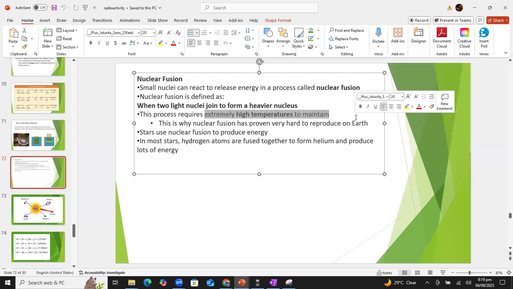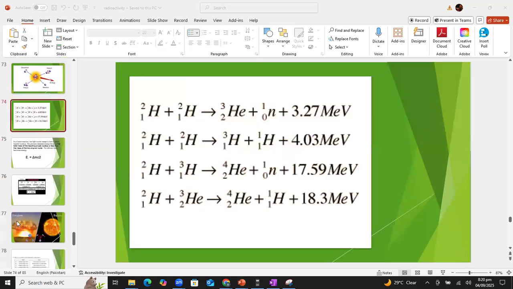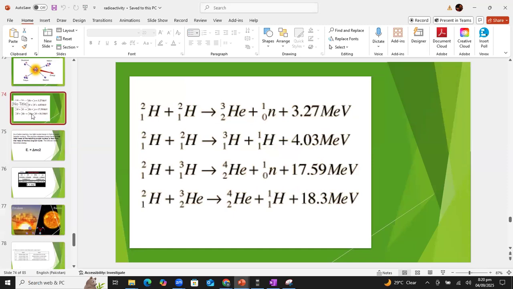Because if the star is not heated up, if the temperature is not high, the star will not start the fusion reaction. The star will not start the fusion reaction because the temperature is not high enough. Clear?